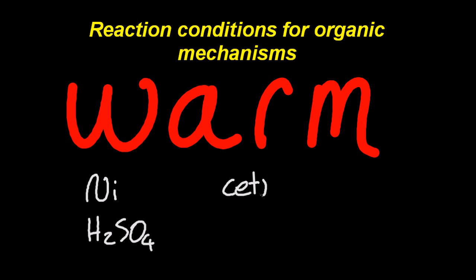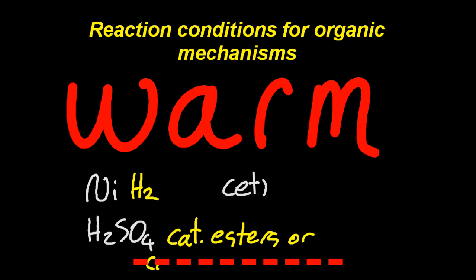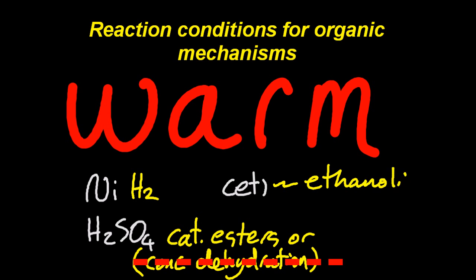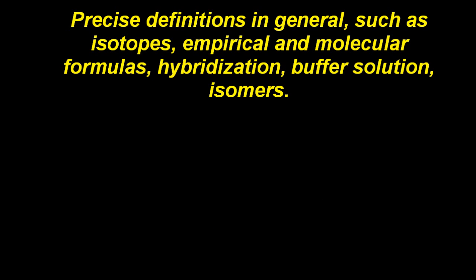So we have nickel, sulfuric acid, and ethanolic in parentheses. Well, hopefully you remember that nickel is used for hydrogenation of alkenes or alkynes. Sulfuric acid is the catalyst for making esters, esterification. And ethanolic, well, that's that whole E1, E2 business to get elimination instead of substitution.